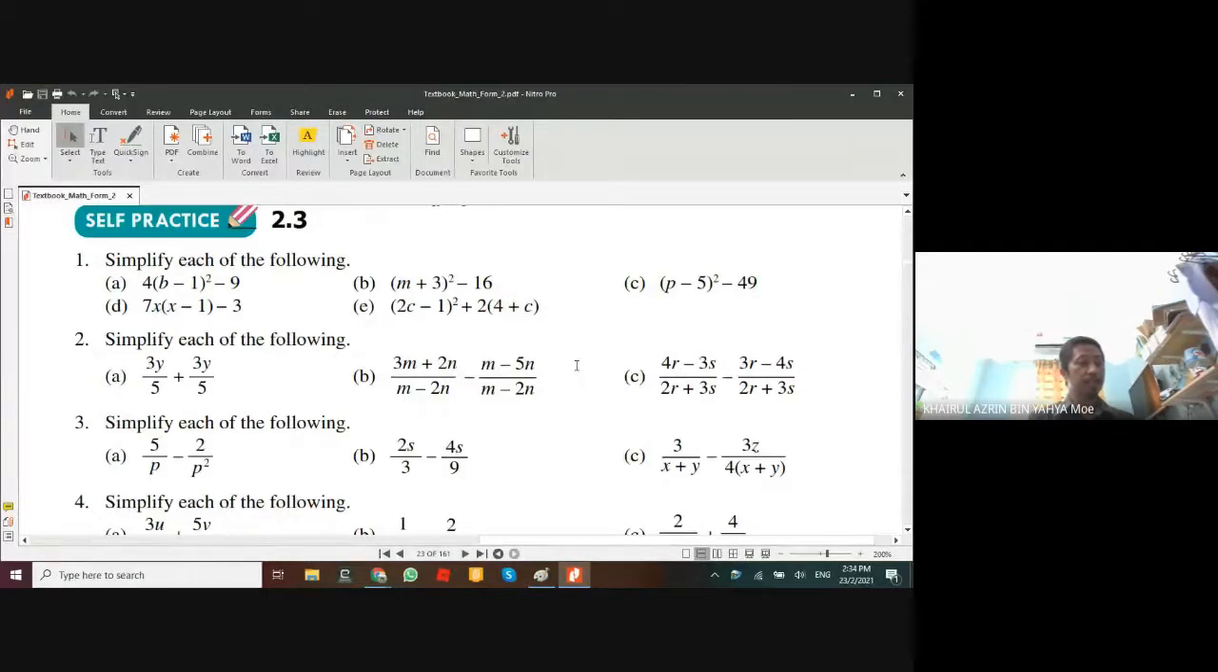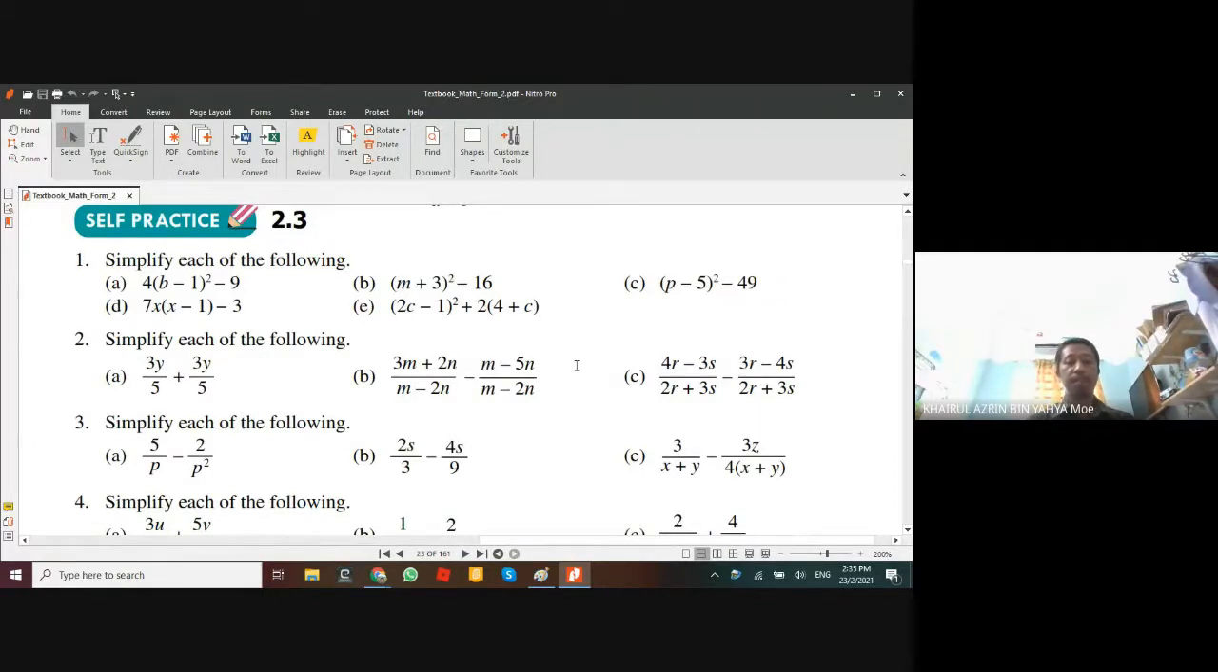I hope you can see this one. Okay, so now you can see already, self-practice 2.3. We will go about 12 questions today, and then after this class, I will give you 5 questions as your exercise. So this one you can refer to your textbook, page 37 for Malaysian textbook, Mathematics Form 2.